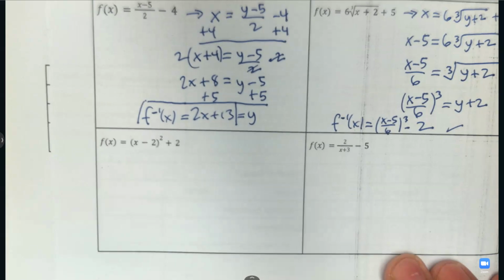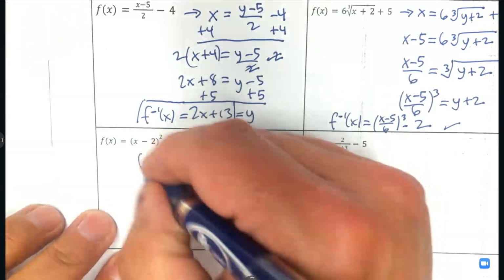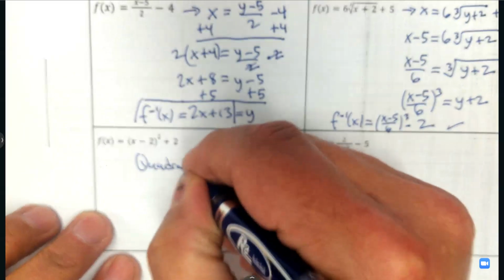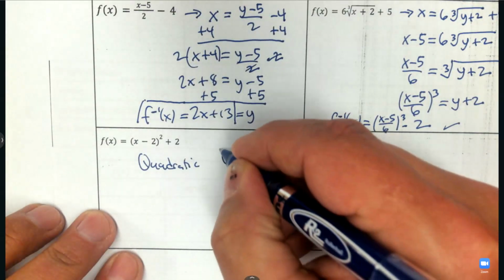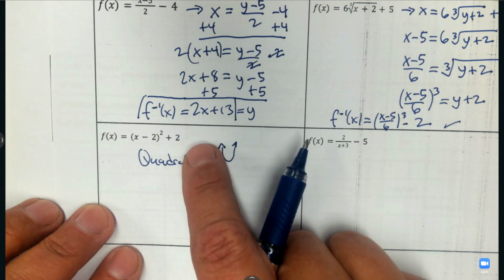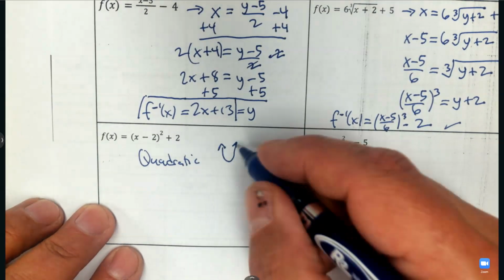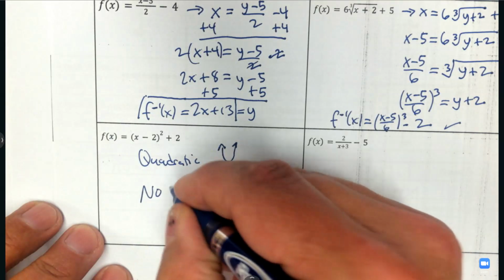Not all functions have inverses, only one-to-one. So a one-to-one function is a function that only increases or only decreases. It only rises or only falls, and it has no turning points. This is a quadratic. So if you see the shape of a quadratic, it is not one-to-one. It both falls and rises. It does both. And there's a turning point. So we write down that there's no inverse here.